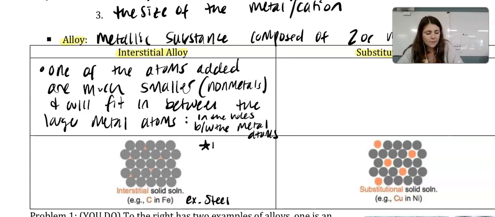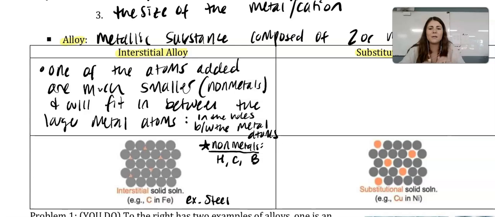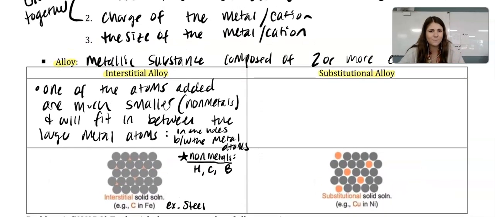I do want to add this because we're adding non-metals to an interstitial alloy. You generally will see hydrogen, carbon, and boron. That doesn't mean that another element can't fit in those holes or pockets, but here generally you'll see those three.